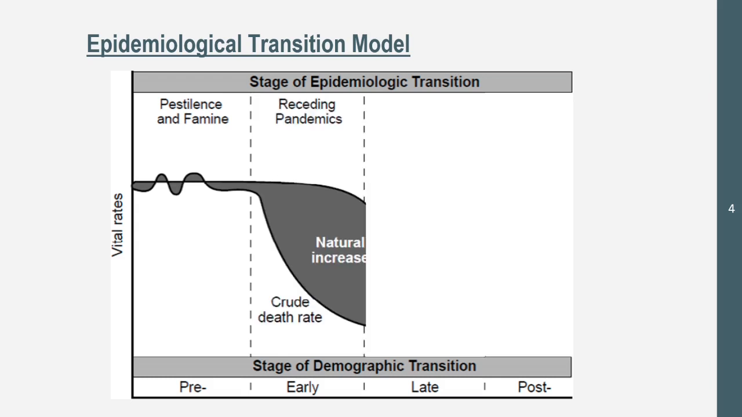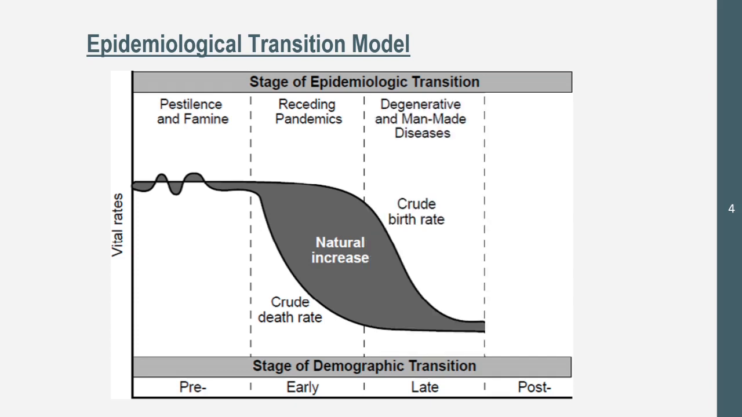And then we're going to be getting into stage 2, receding pandemics. We're not going to see many pandemics anymore. Sanitation's becoming better, so that natural increase rate is going to basically just increase. There's going to be high birth rates and low death rates. And after stage 2 is stage 3, degenerative and man-made diseases.